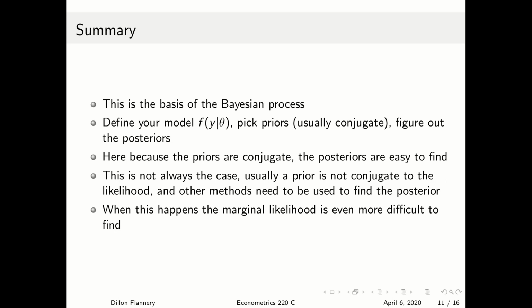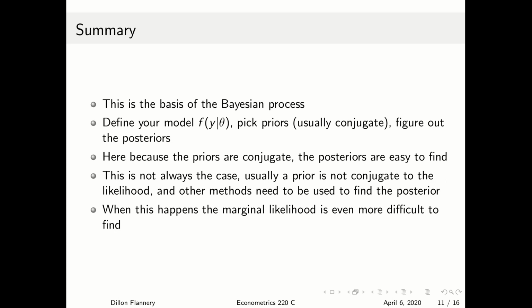And that will make things easier. And then you'll figure out the posteriors after you do that: the conditional distributions or the joint posterior. In the example that we just did, the priors were conjugate and the posteriors were easy to find. So we had that beta binomial model. That made it nice.